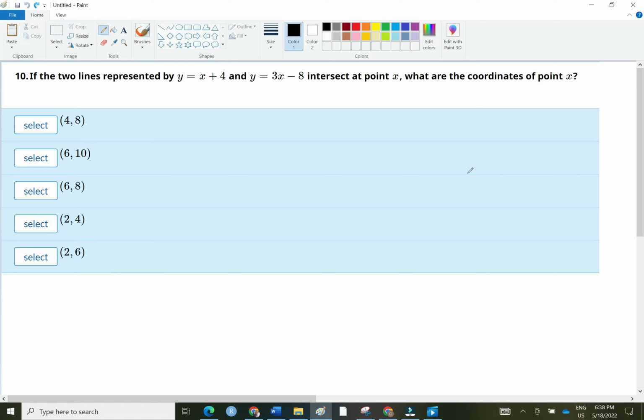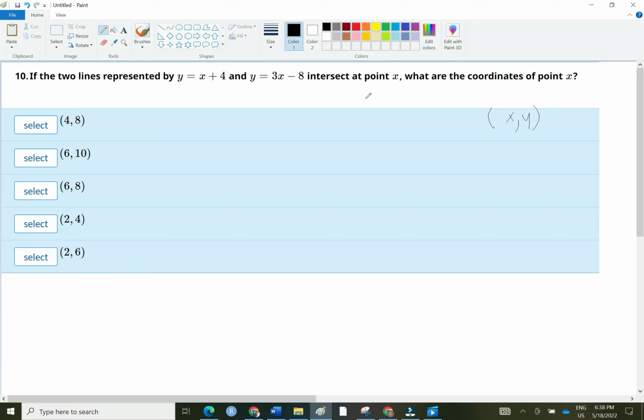Okay, so what this question is saying is it's giving you two lines and it's telling you that they intersect at point X, and what are the coordinates of point X, right? So coordinates are always going to be an X and a Y. Right? So a whole lot of X's and Y's going on in this problem.